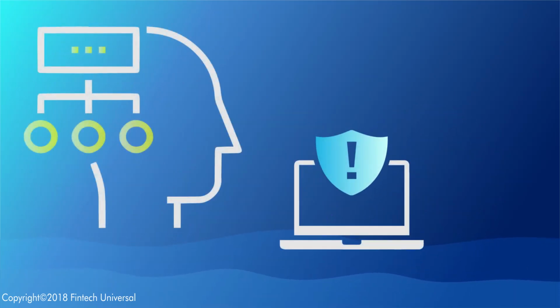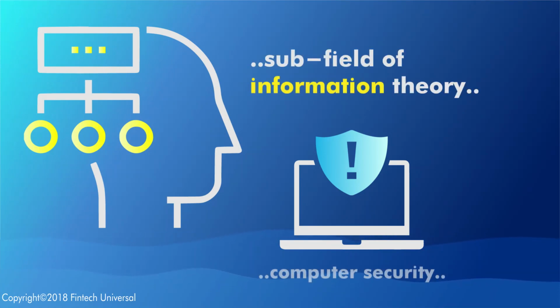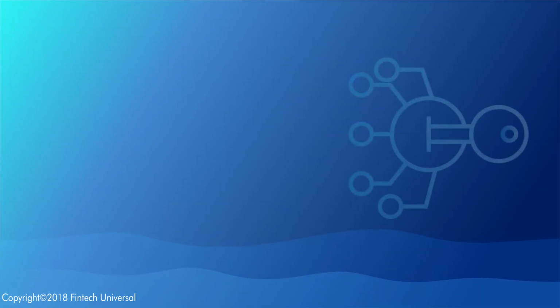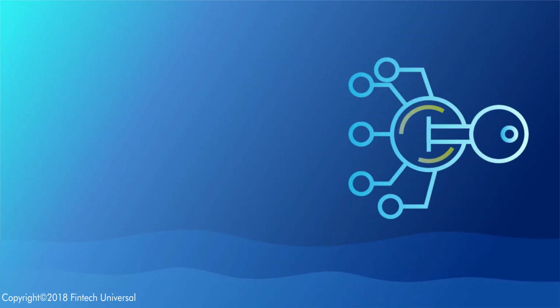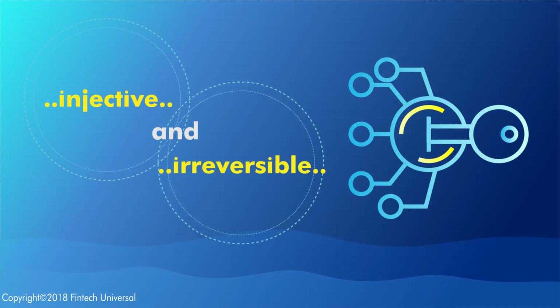Public key or asymmetric cryptography is a subfield of information theory that underpins much of modern-day computer security. The mathematical underpinning of public key cryptography lies in families of mathematical functions that are injective and irreversible.